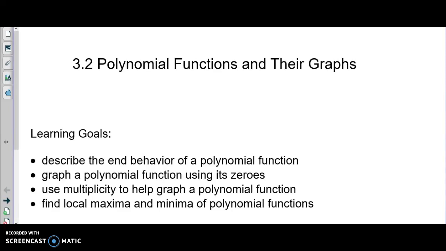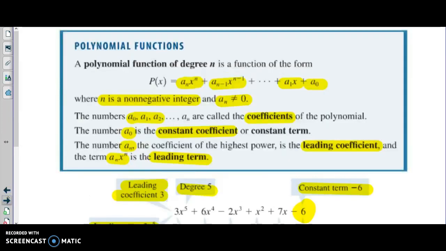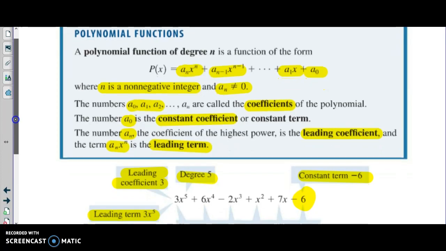Okay, so 3.2, polynomial functions and their graphs. A polynomial function of degree n is a function of the form p of x equals this large entire equation. We're going to break it down.